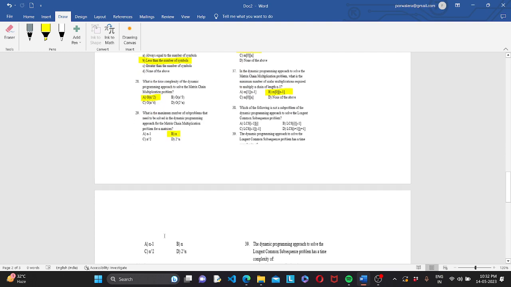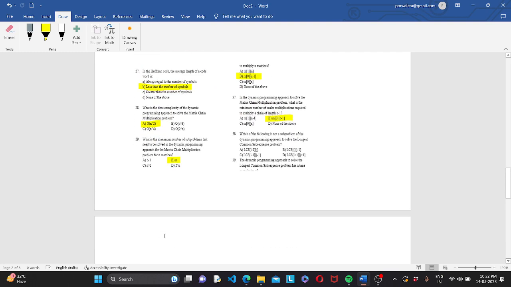So question number 38 is, which of the following is not a sub-problem of the dynamic programming approach to solve the longest common subsequence problem? So the answer for question number 38 would be option number D, which is LCS i plus 1, j plus 1.